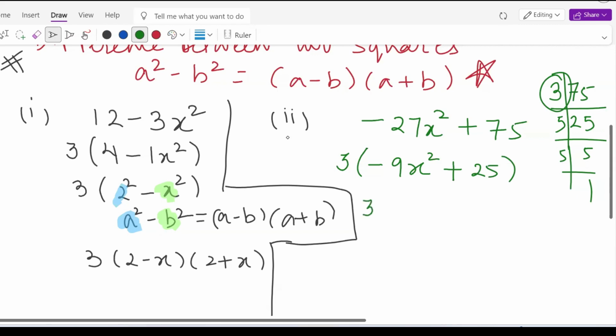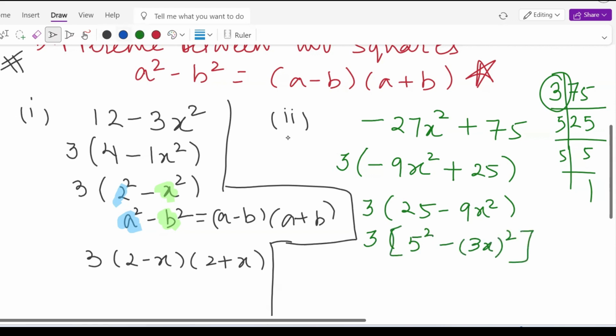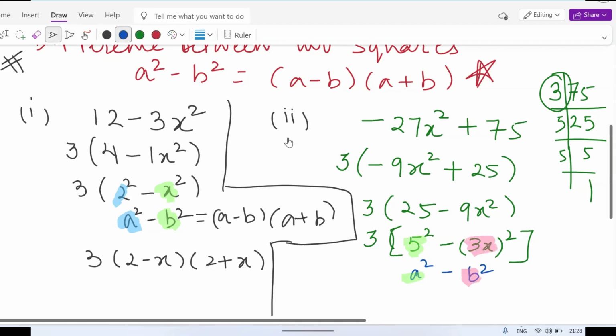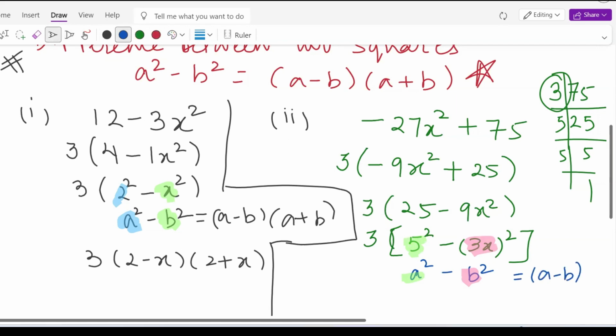Now I can rewrite this as 25 minus 9x square. Why am I rewriting? So that it matches with our identity a square minus b square. So after this, I will write 25 as 5 square minus 3x whole square. So clearly now if you notice, it looks like a square minus b square, wherein our a is 5 and our b is 3x. So I'll just apply the identity. A minus b, a plus b.